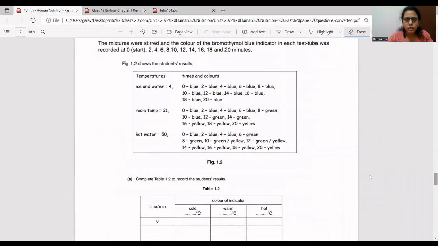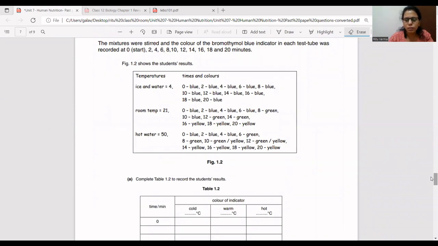Now, if you look at the table here, this picture clearly, if you look at temperature 21, room temperature 21, you see blue, blue, blue, and at 8 minutes the color was green. And then again at 10 minutes the color was blue, and then green, green, yellow, yellow, yellow. Once the color has changed from blue to green, from green the blue color cannot reappear. That means here there was a mistake in recording the observation. Okay, understood? So here you can just write down room temperature 21, and at what particular minutes?